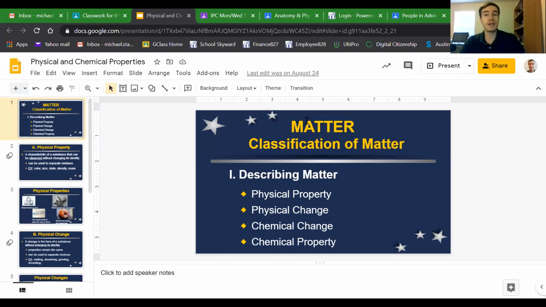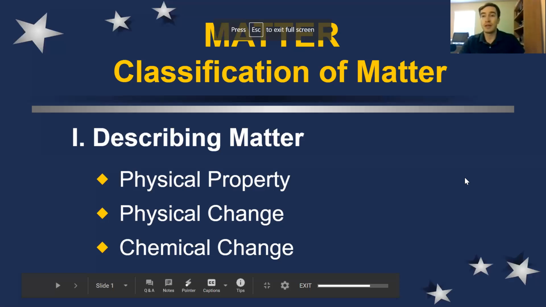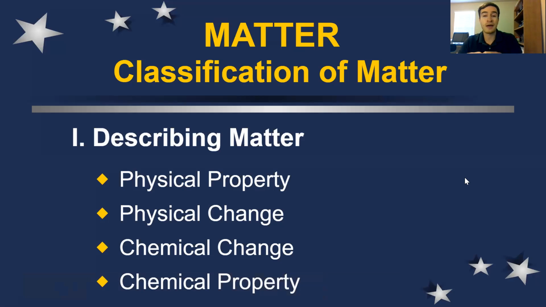So there's four major categories of things that we're going to look at today. And so there's four major categories that you guys will have for your daily assignments for today and tomorrow, Friday. So we can split things up by whether it is a physical property, if it is a physical change, if it is a chemical change, or if it is a chemical property.